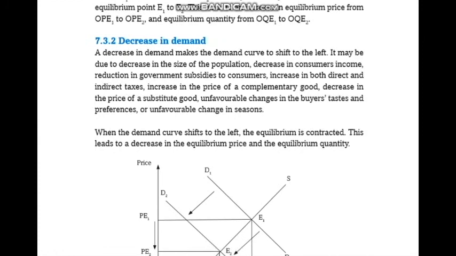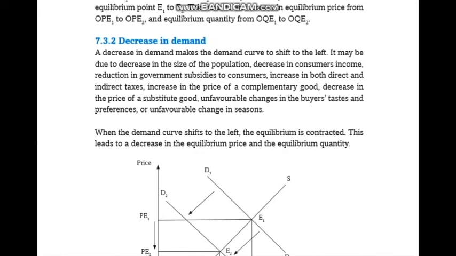Decrease in demand now. The decrease in demand makes the demand curve shift to the left. Increase in demand makes the demand curve shift to the right, then decrease in demand makes it shift to the left. It may be due to decrease in the size of population. No kuvuga ngo ibi bituma factors zituma when there is a decrease in demand harimo kugabanyuka kw'abaturage, kugabanyuka kwa income y'aba consumers, kugabanyuka kwa government kw'imfashanyo zitangwa na government kuba consumers n'ibindi byinshi cyane nk'uko twabibonye.